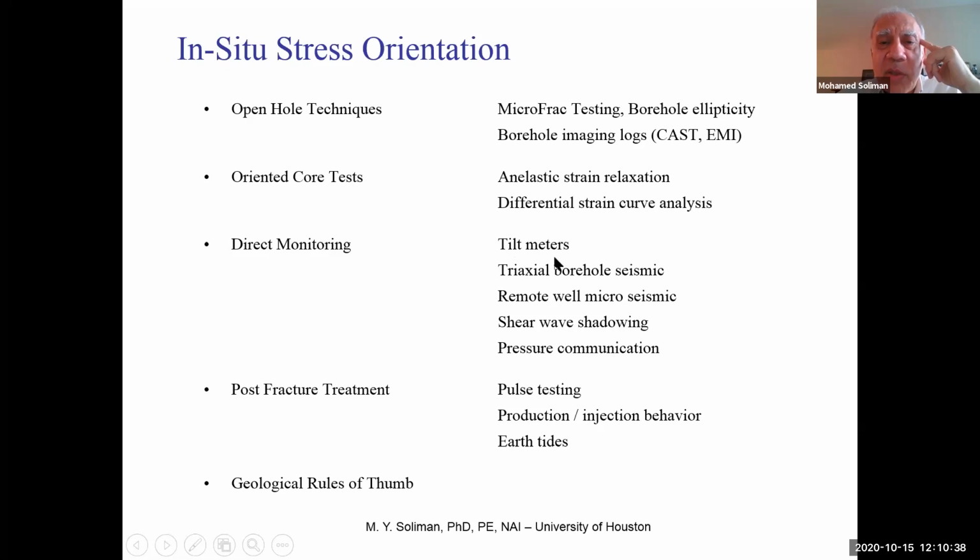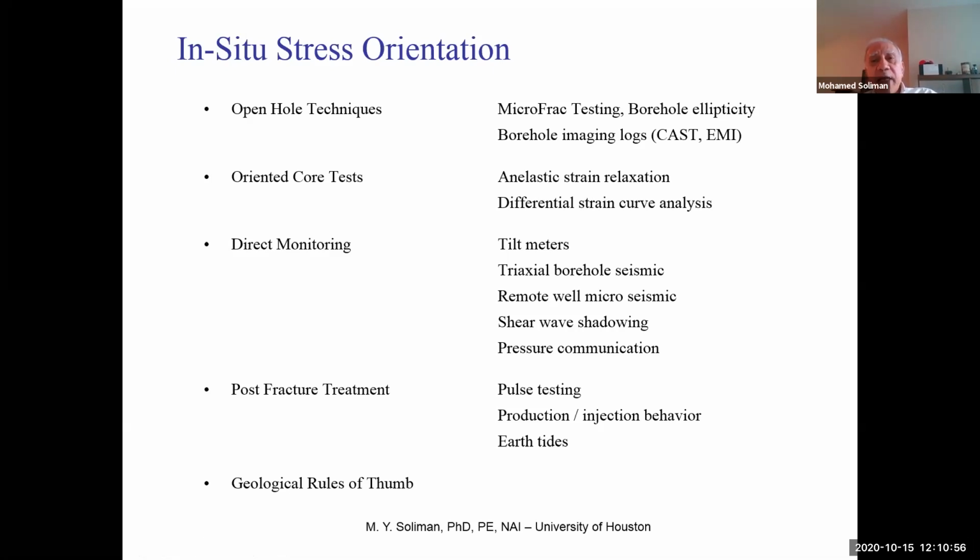We probably will not talk about tiltmeters. It's been used before. It's a very interesting technique, but we may be able to. Then people will use well testing and do it. Geological rules of thumb. I have personally used that.